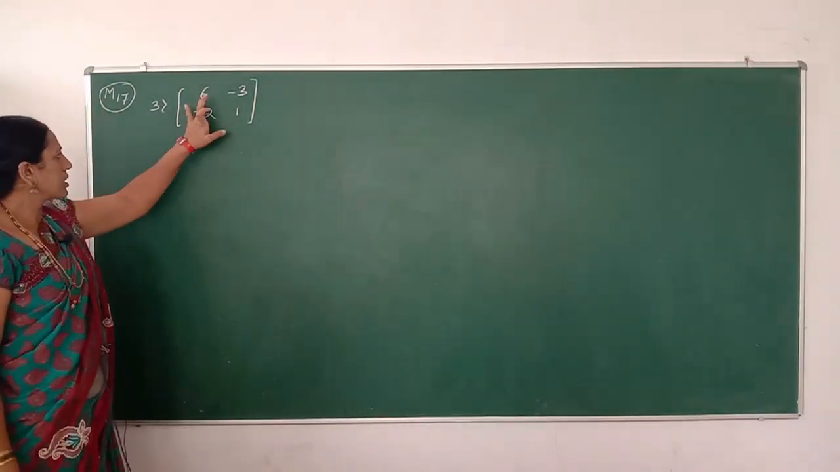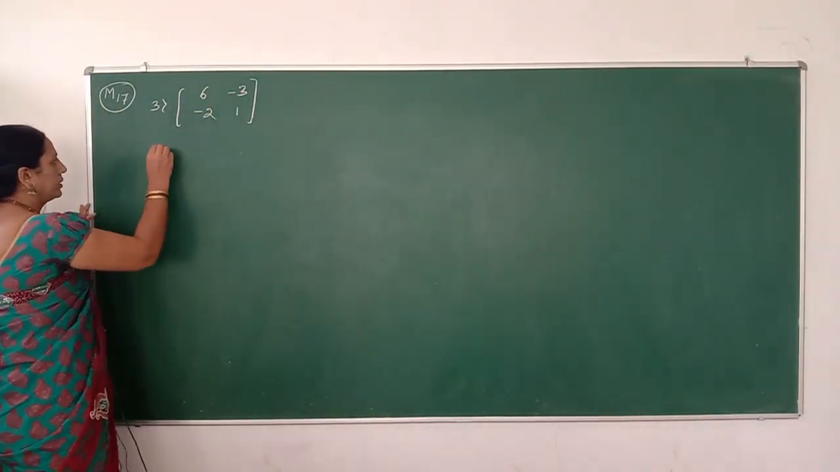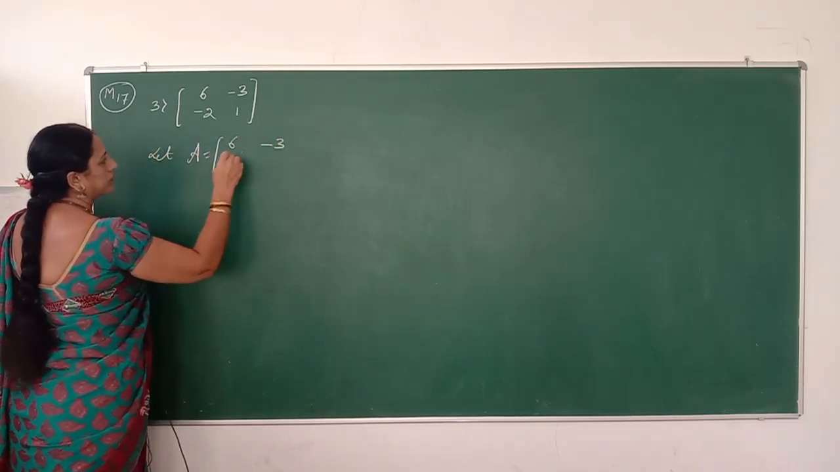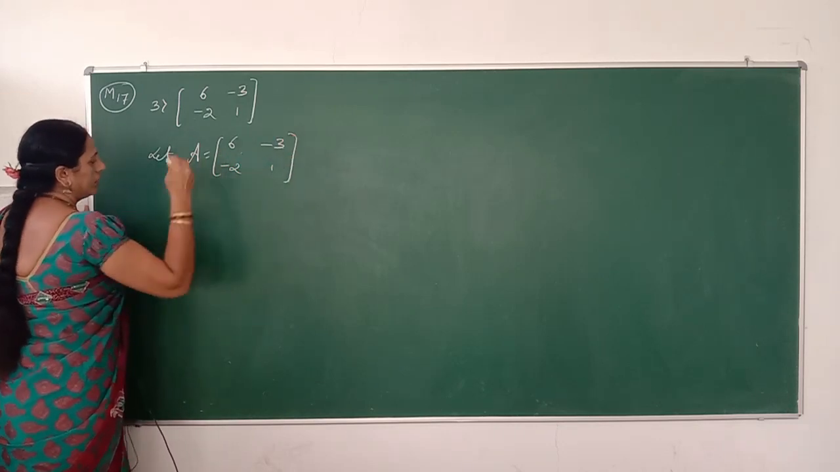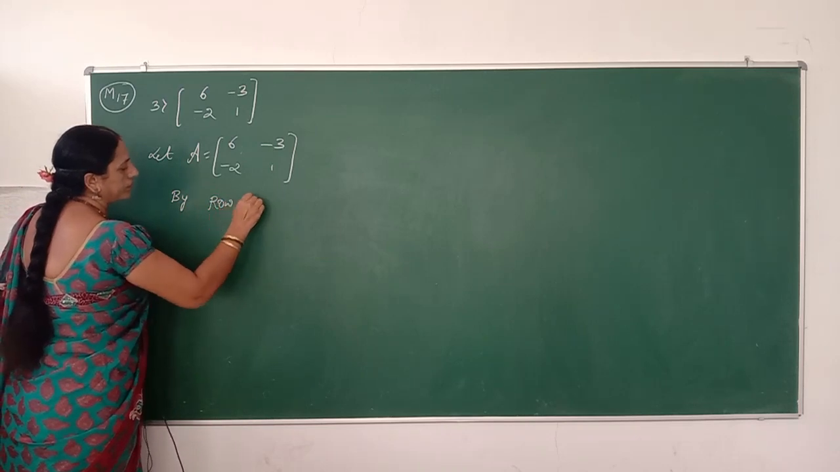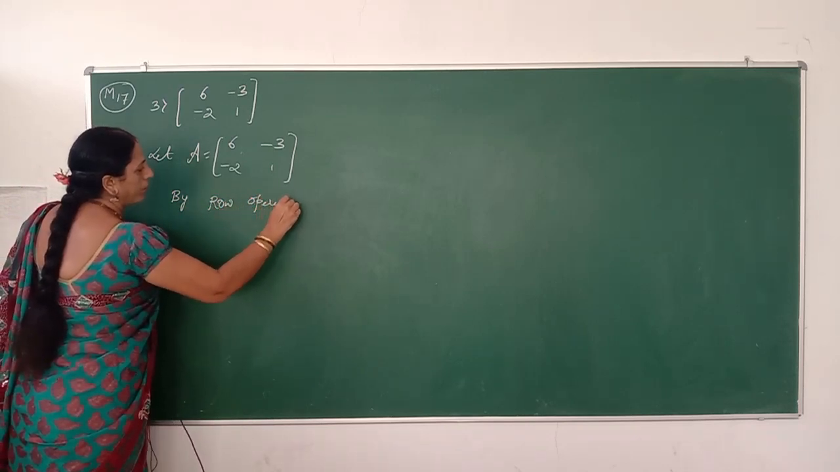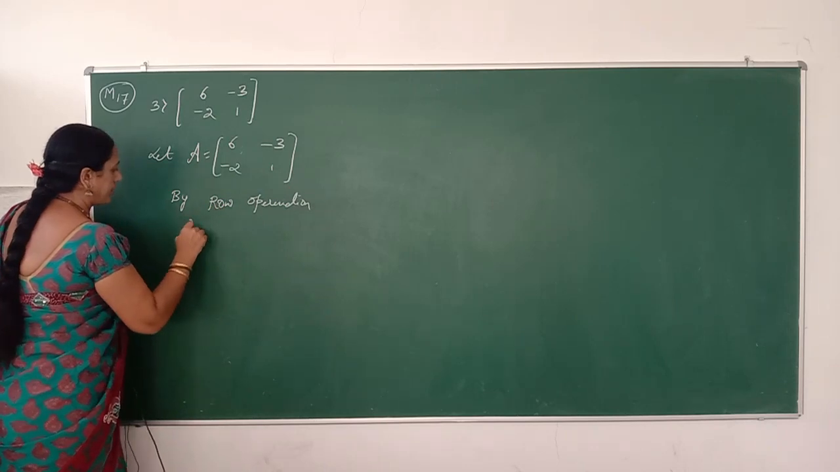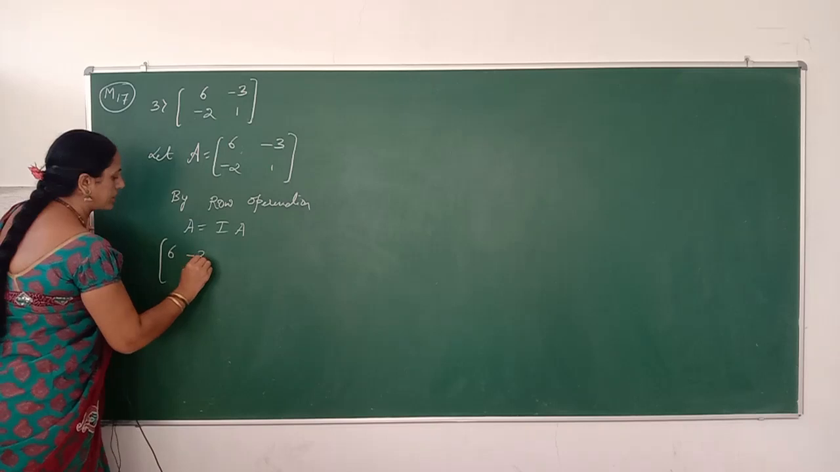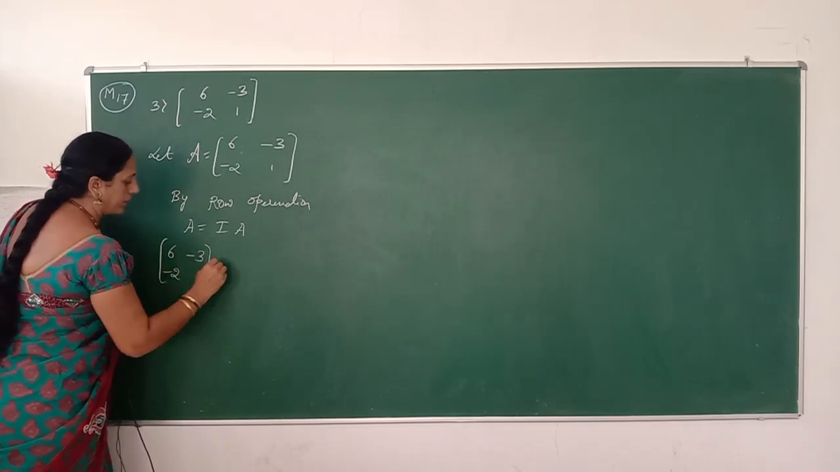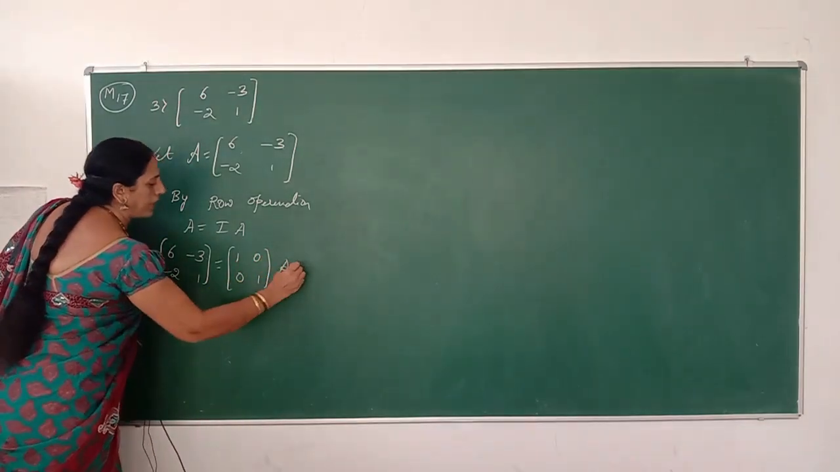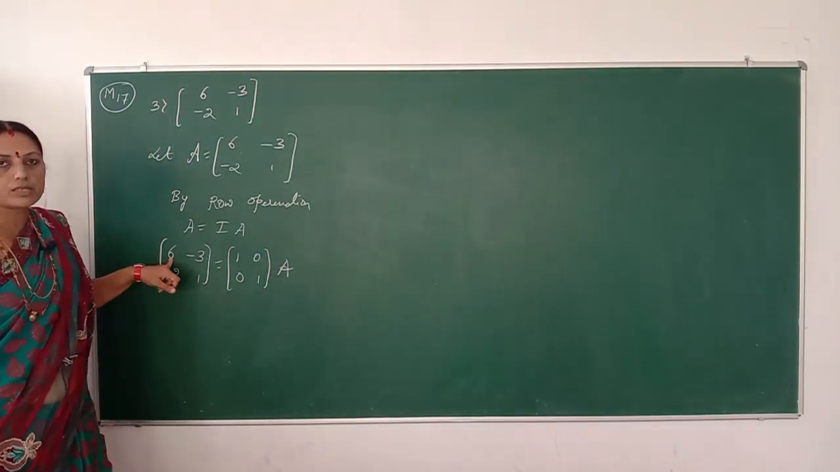Next one: 6, minus 3, minus 2, 1. Let A equal this. By the definition of elementary row operation, A is equal to I into A, where A is 6, minus 3, minus 2, 1, and I is 1, 0, 0, 1, into A. Now again the first element is 6.